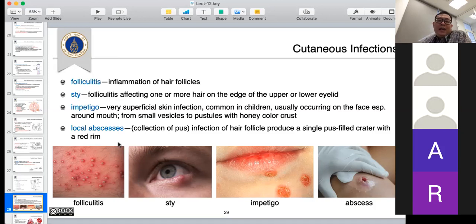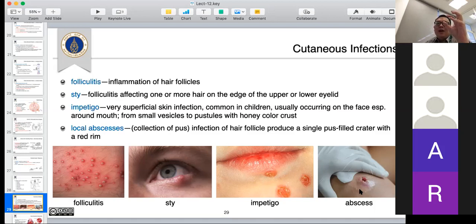Okay, impetigo develops honey-colored skin, a kind of scale on skin, particularly happening on the face around the mouth. That is impetigo. Not just in young children, adults can be infected, but mostly in young children. And abscess. Abscess is ฝี. You can have a very small abscess or a very huge abscess.